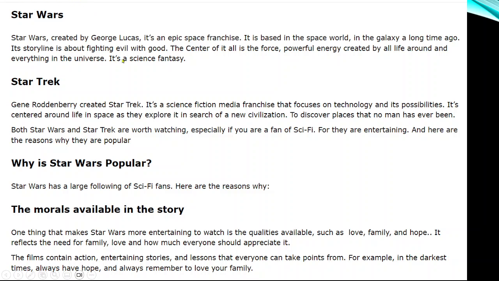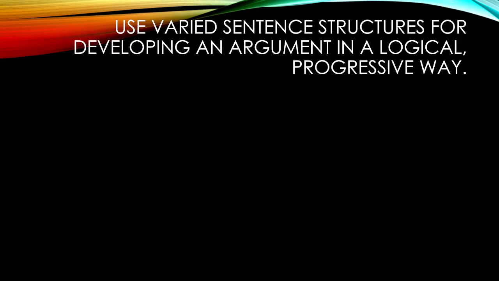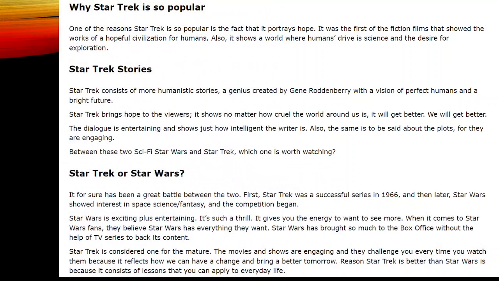This very short sentence at the end. A nice balance of complex and compound sentences. Then they go on to discuss Star Trek. Back to Star Wars using a rhetorical question, and then they have the reasons why. The same article continued, and then we can see why Star Trek is so popular, Star Trek stories, and they give you lots of different information. And what is interesting is that in this article, the very last part of the text mainly focuses on Star Trek.